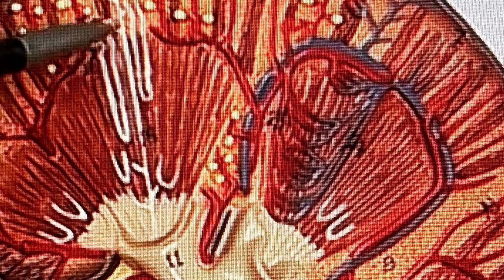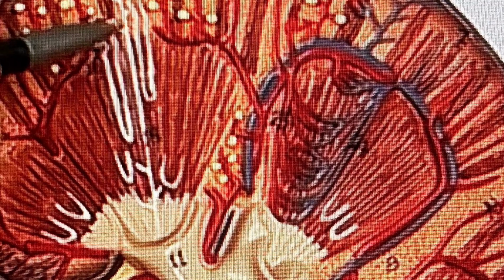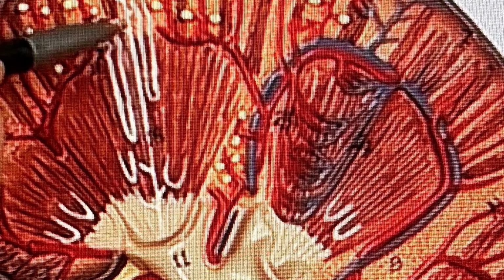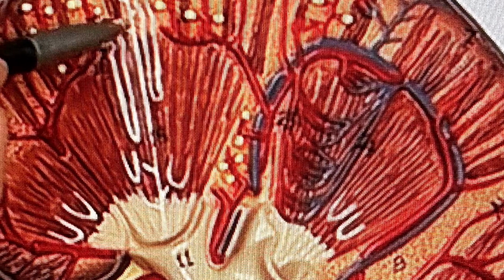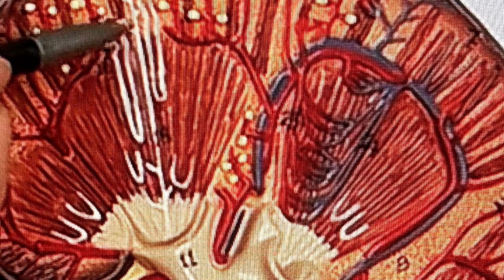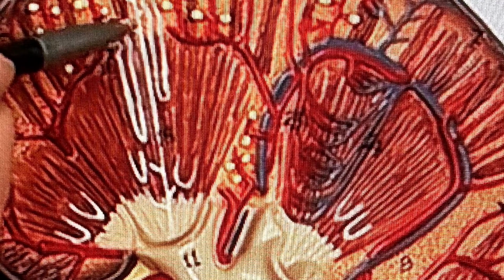So this is a closer look at your renal medulla. And the whitish, elongated structure at the tip of the pen represents your tubular structures.